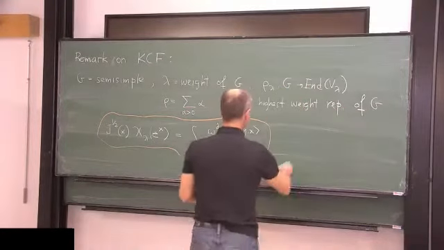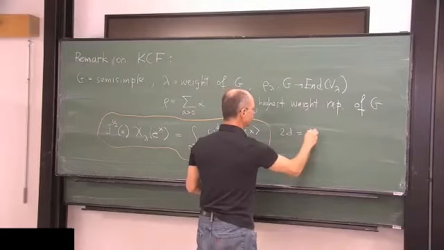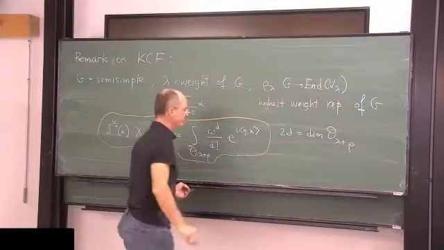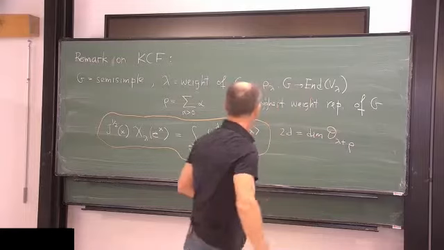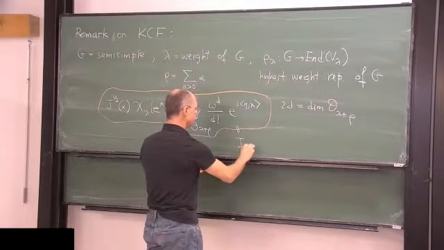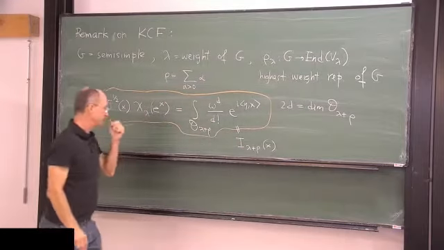So here maybe just one more point: d is the dimension of the orbit. Now, maybe let me also introduce the notation I lambda plus rho of x.